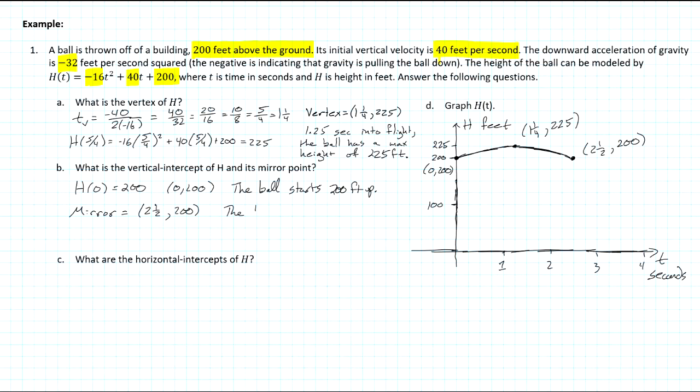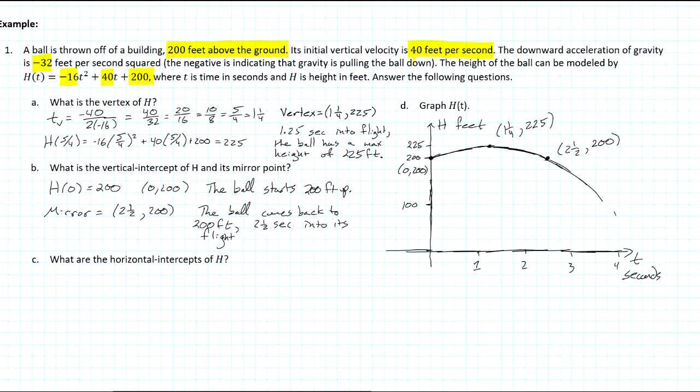So the ball comes back down to 200 feet, 2.5 seconds into its flight. We can see that this should continue coming down and eventually hit that t-axis over there. I might need to extend that out a little bit. Let's see exactly where it's going to hit.